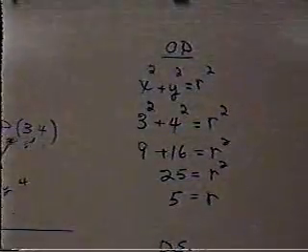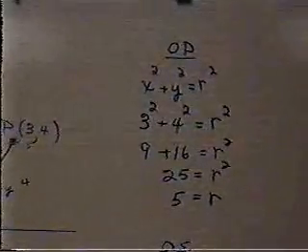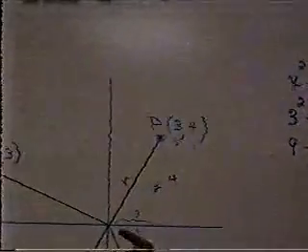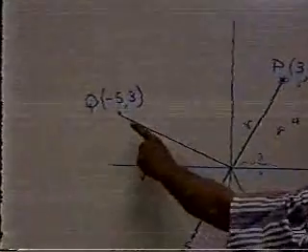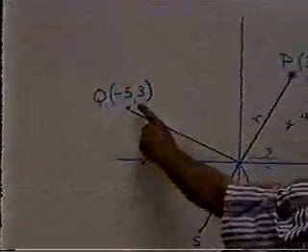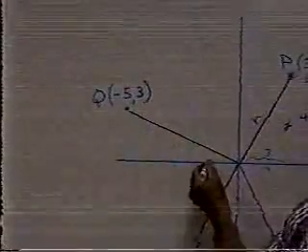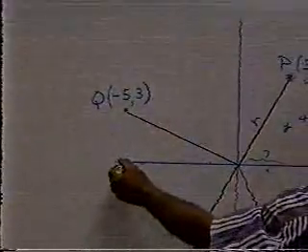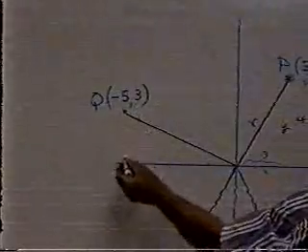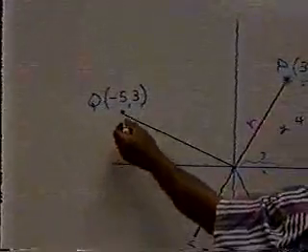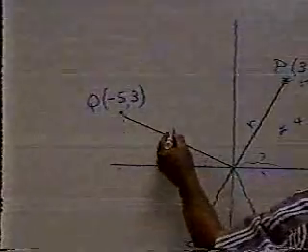All right, let's go back and look at the graph now, and let's take the next example that we have here. We have a point Q. Point Q says that x is a minus 5, so we come out here a minus 5. And y is a plus 3, so we go up a plus 3. Now what is r?